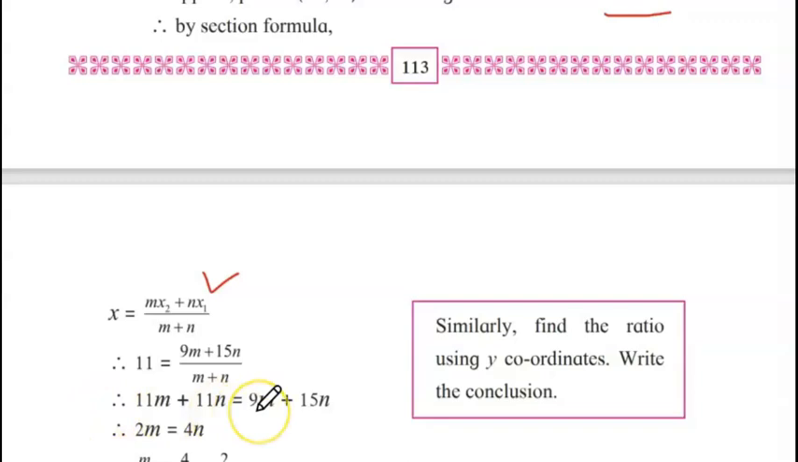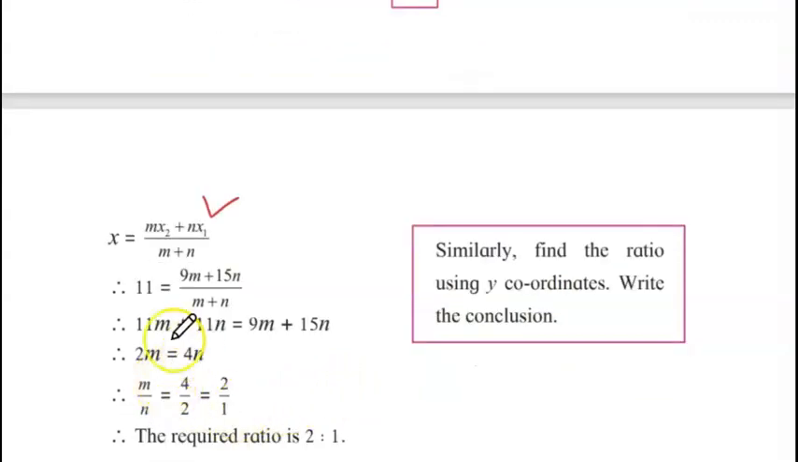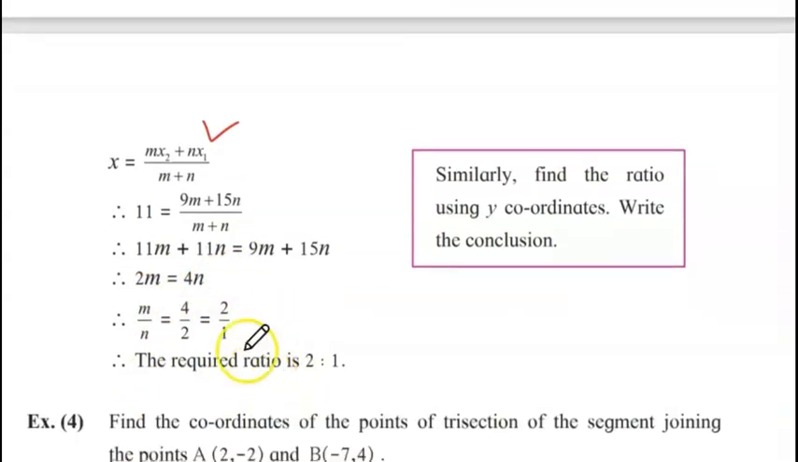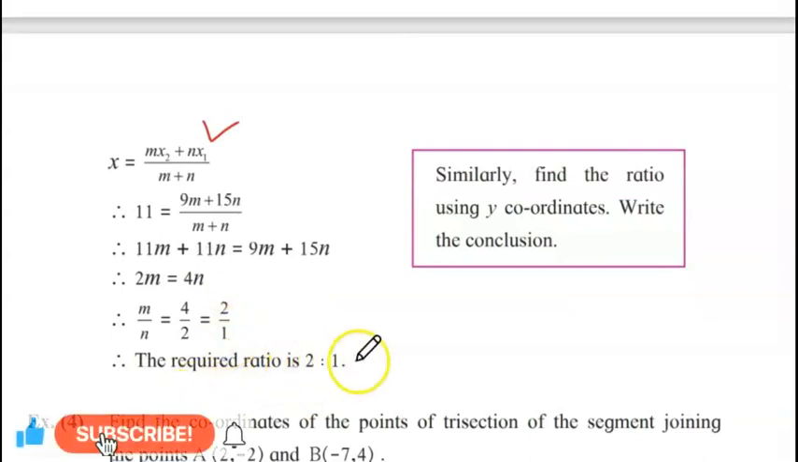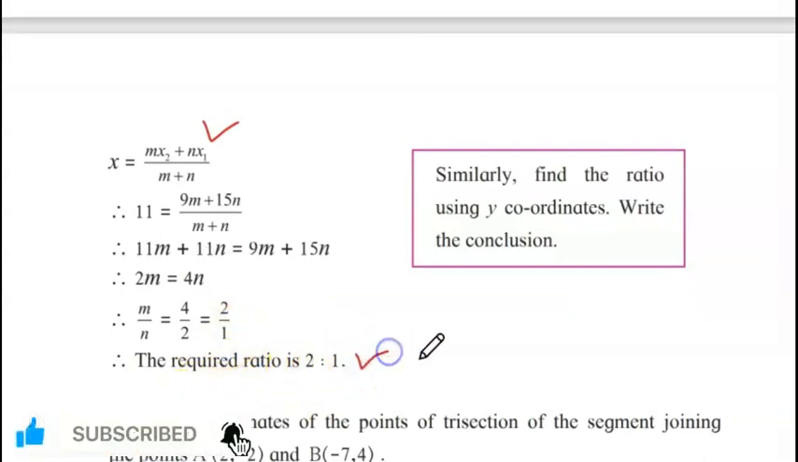Here we will do cross multiplication: 11m + 11n is equal to 9m + 15n, and then simplification. From 11m we subtract 9m, then you will get 2m. Next, from 15n we subtract 11n, you will get 4n. m upon n is equal to 4 upon 2, and that is equal to 2 upon 1. Therefore, the required ratio is 2 as to 1.